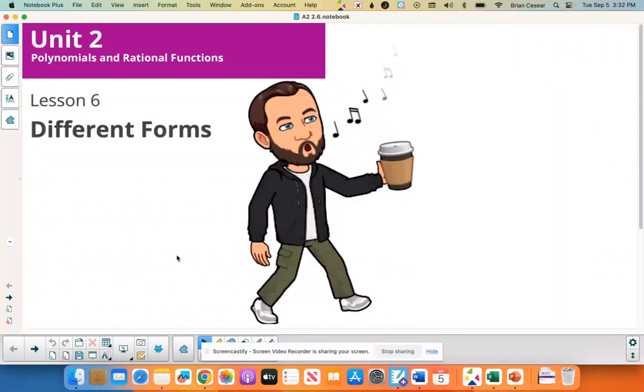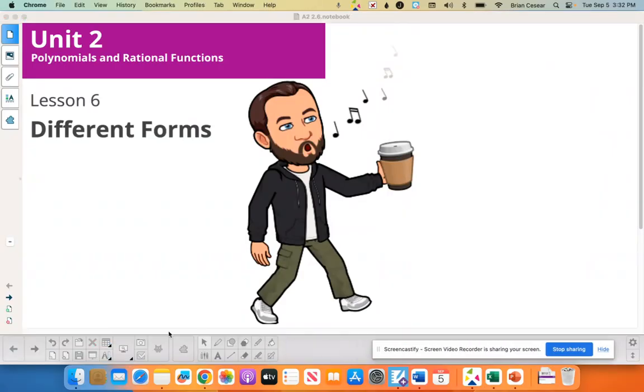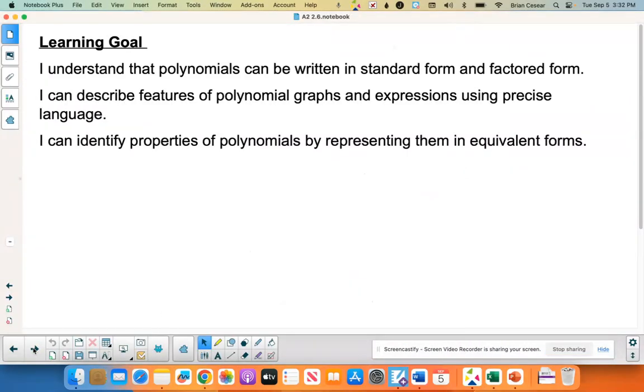Okay, Illustrative Mathematics, Algebra 2, Unit 2, Lesson 6 is called different forms, particularly different forms of polynomials. All right, our goals today: I understand that polynomials can be written in standard form and factored form. I can describe features of polynomial graphs and expressions using precise language, and I can identify properties of polynomials by representing them in equivalent forms.